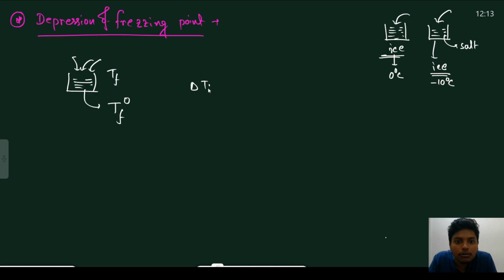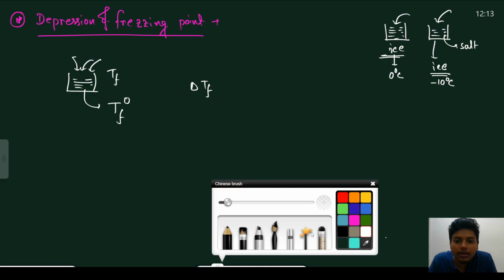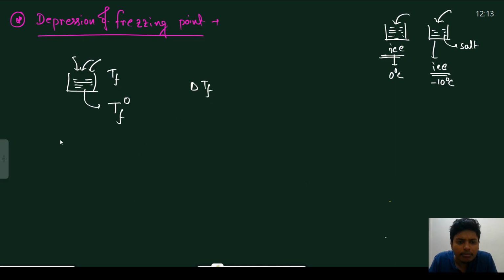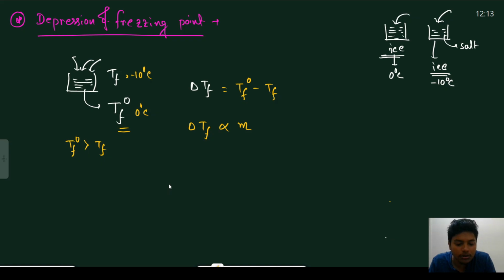So delta TF is equal to which one? Tell me, which is bigger, TF naught or TF? Obviously TF naught is bigger. Yes or no? Like for water, TF naught is 0 degrees Celsius, and if I add solute, TF becomes minus 10. So which one is bigger? Obviously TF naught. So delta TF equals TF naught minus TF. Experimentally, when we check, delta TF is directly proportional to the molality of the solution. So delta TF is equal to i into Kf into m.